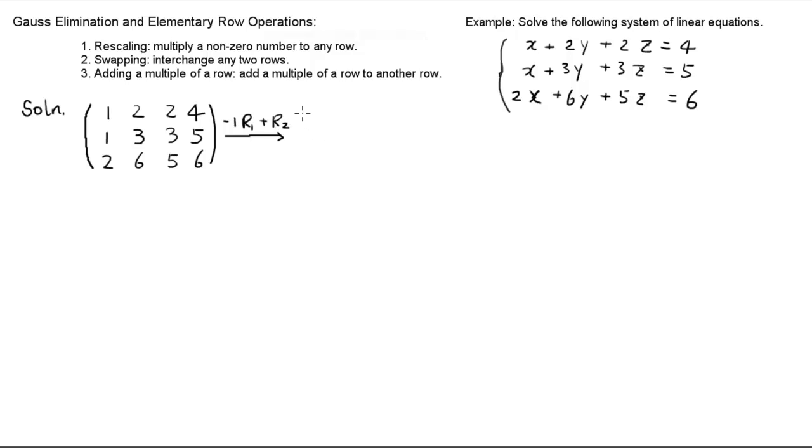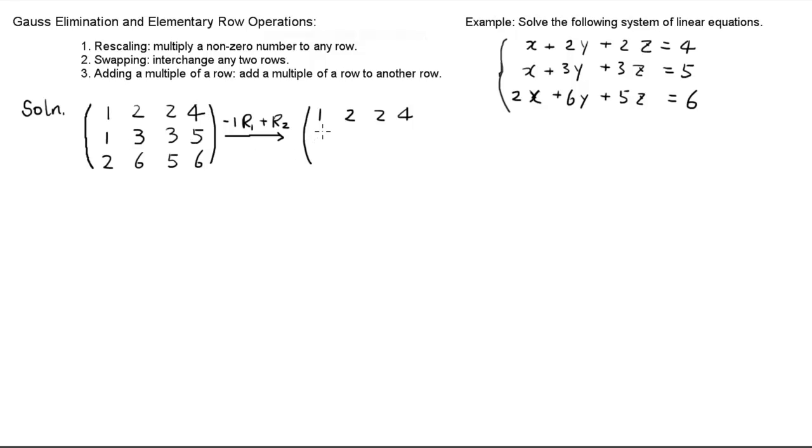Okay. And this gives us the following. So this is 1 and 2 and 2 and 4. The first row remains the same. We're not doing anything to it. And then the second row, multiply -1 to the first row, add to this row means simply subtract the first row from the second one.